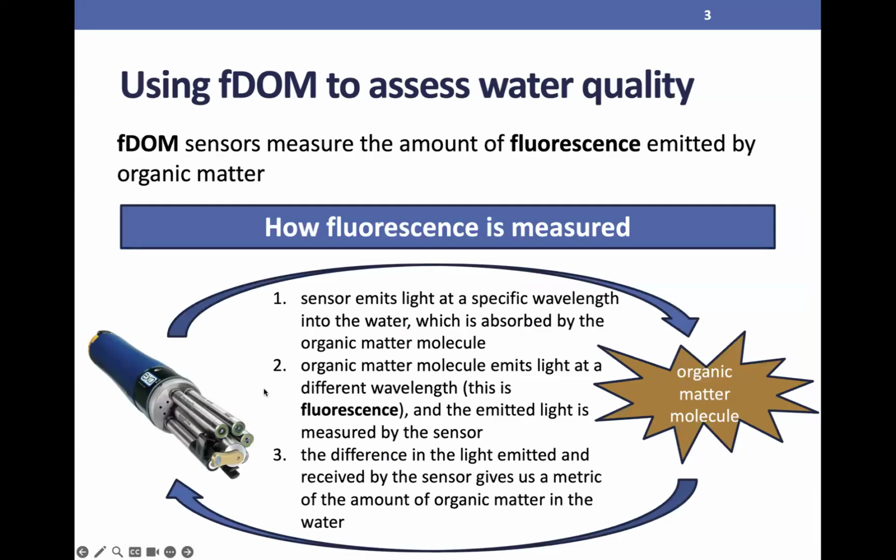FDOM sensors measure the amount of fluorescence emitted by certain types of organic matter. First, the sensor emits light at a specific wavelength into the water, and the light is absorbed by an organic matter molecule. Next, the organic matter molecule emits light at a different wavelength. This is called fluorescence. The difference in the light emitted and received by the sensor gives us a metric of the amount of organic matter in the water.